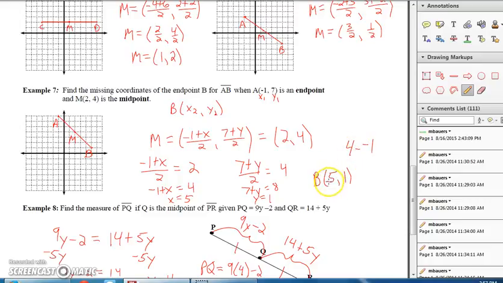I got it. Now do the same thing with the y's. Take the y coordinate of the midpoint, double it. 4 times 2 is 8. Take your new number 8, subtract your y that they gave you. What's 8 minus 7? 1. So this is what we're looking for.